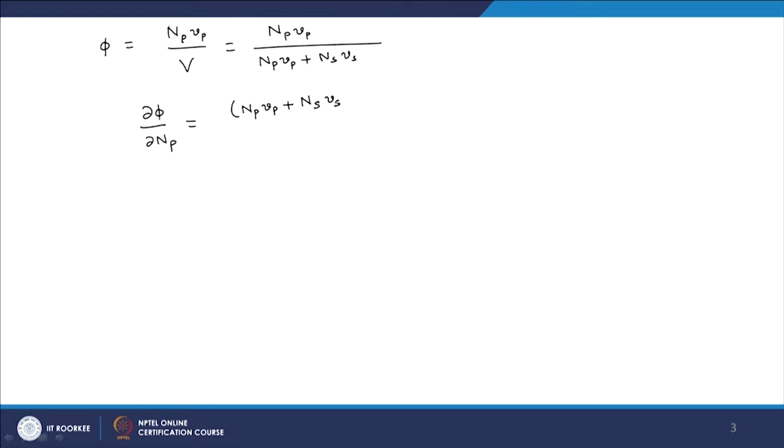So, going back, my phi is equal to Np Vp by V, that is Np Vp divided by Np Vp plus Ns Vs. So, if I do dou phi by dou Np, that is equal to Np Vp plus Ns Vs multiplied by Vp minus Np Vp multiplied by Vp, divided by Np Vp plus Ns Vs whole squared.